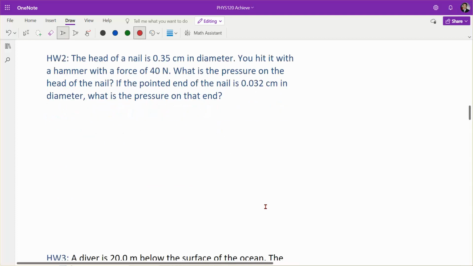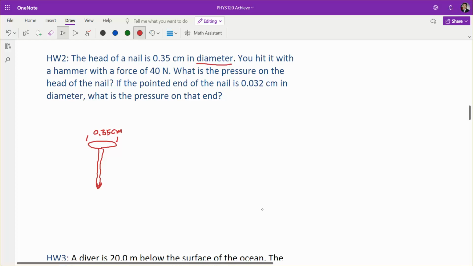Okay, the second homework problem I wanted to talk about is about pressure. So it tells you that you have a nail. This is a nail, and there's a nail head, and this is the body of the nail, and at the very end of the nail, it has a pointed position here. Now they tell you that the head of the nail has 0.35 centimeter diameter. Okay, this is the diameter, this is not the radius.